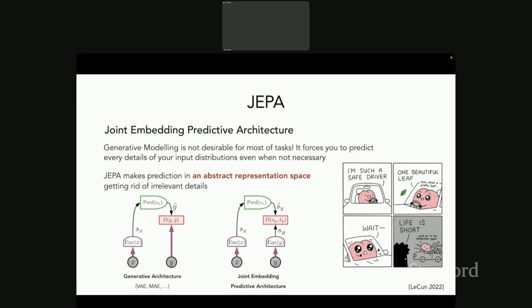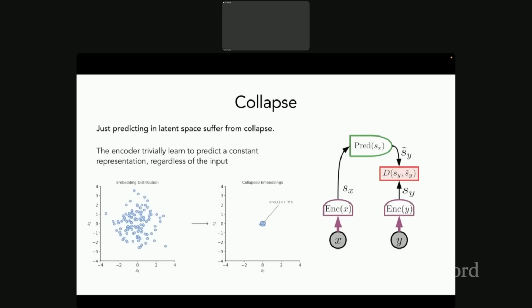So what JEPA proposes is to first encode all your inputs into an abstract space, typically with an encoder or a neural net, and then try to model the dynamics in that latent space. It's pretty nice when you say it like that, but if you look at the image on the right, if you just do that, you suffer from what people call collapse. And so what is collapse?